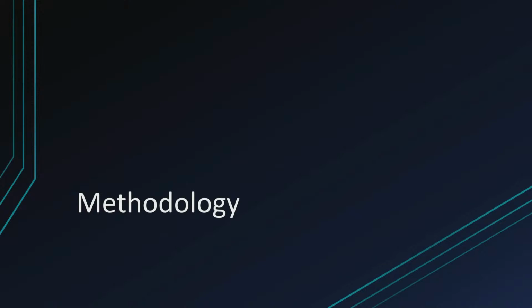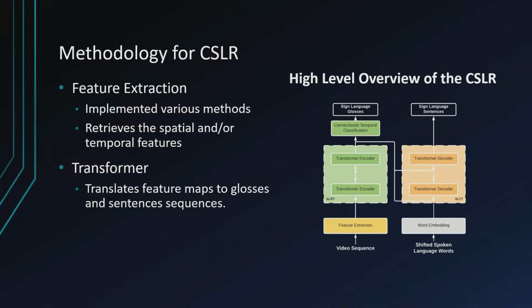Now, let us move on to our methodology for this paper. Here we can see the high-level overview of our proposed model. It contains two parts, one of which is the feature extraction with the responsibility of reducing the videos into a spatial and temporal feature representation. Afterwards, this will be used by the transformer, which will translate these representations into gloss and text.